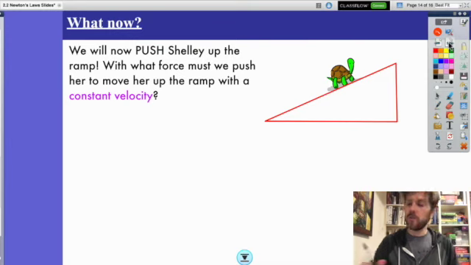Now, we're going to talk a little bit in class next time about what happens if we want to push Spooky up the ramp and deal with kinetic friction and some other things. But for the moment, this is where we will leave it.